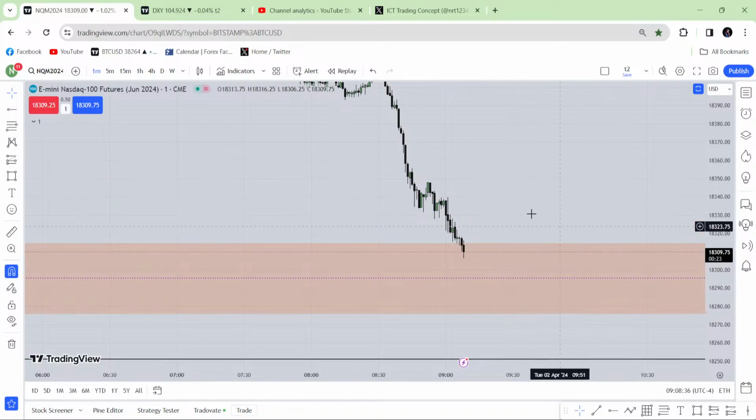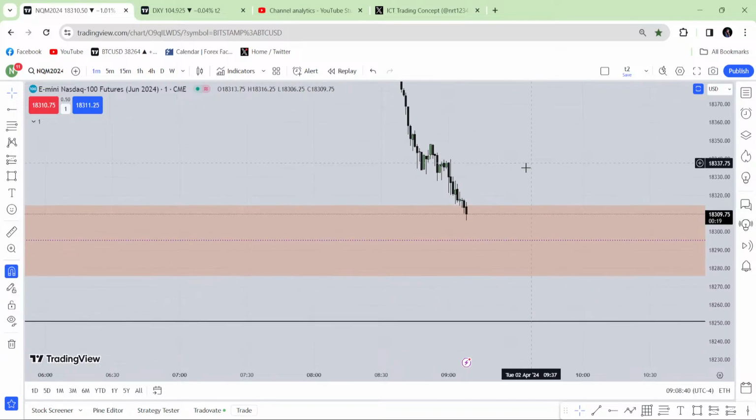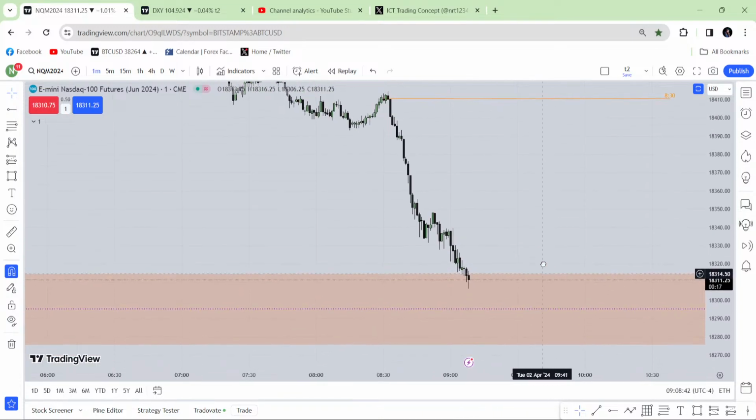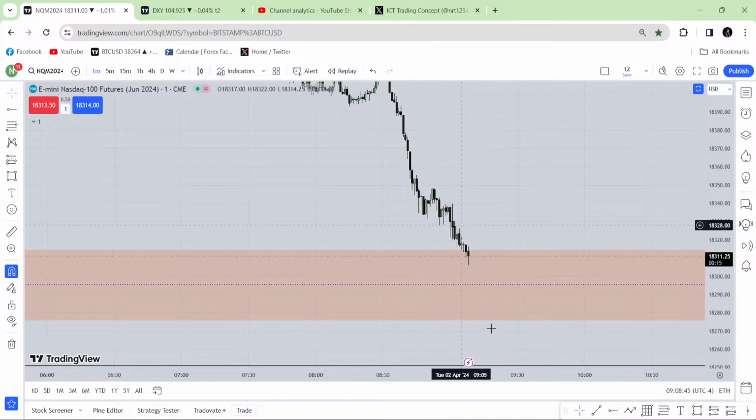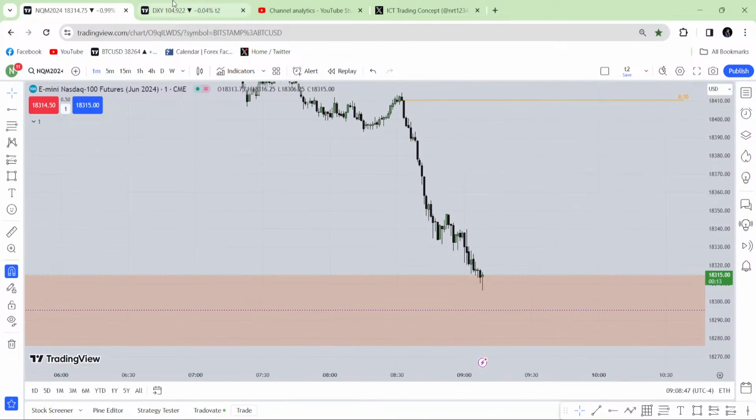So market came to that last pair of lookup from the 15 minutes chart. Now is the time I'll look for buy. I'm not looking for sell anymore because I believe that market has done its sell move. I will wait for some kind of buy setup.